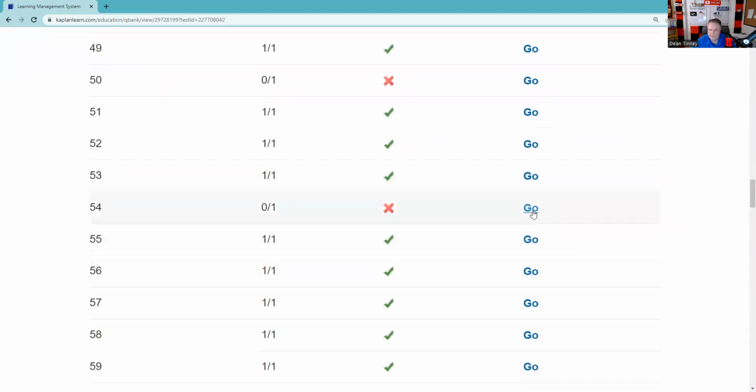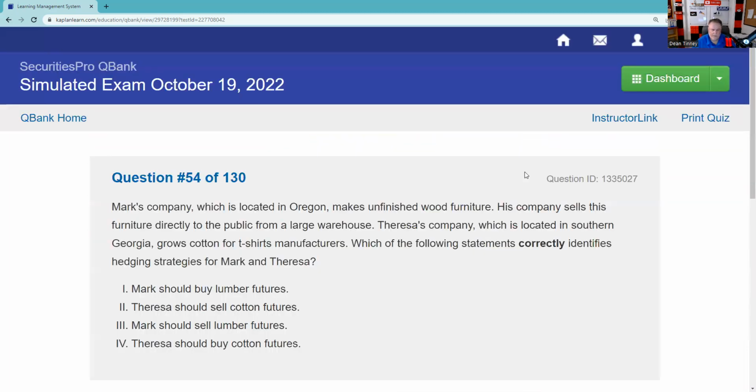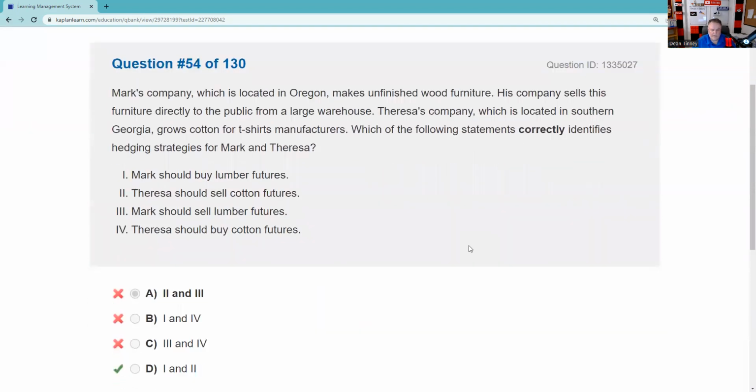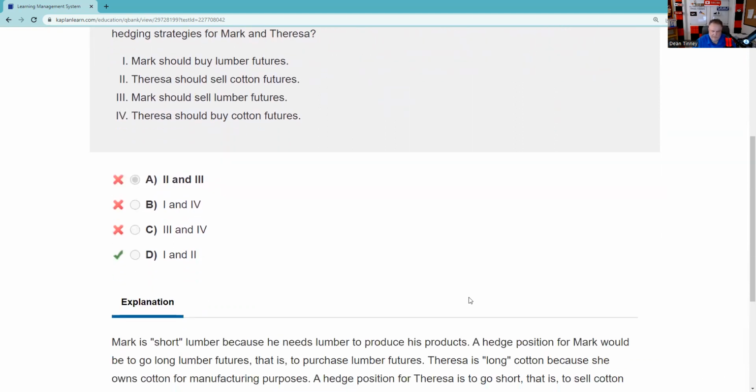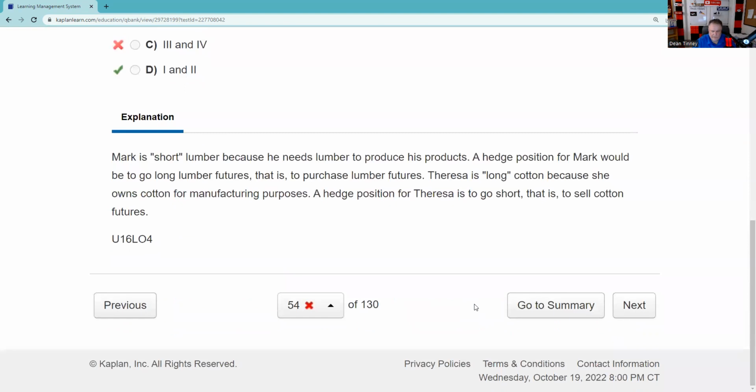Here's our second one that Dean missed. Whoop. Oh my goodness, how did I miss that one? I said 1 and 2. Which of the following statements correctly identifies the hedging strategy? I did think I said that one correctly and picked the wrong one. I said Mark should go buy the lumber futures and Teresa should sell the cotton futures. That's exactly what I said. So don't be Dean. I said that correctly and then I hit the wrong button. Good news, that hopefully shouldn't cause you to miss the exam.